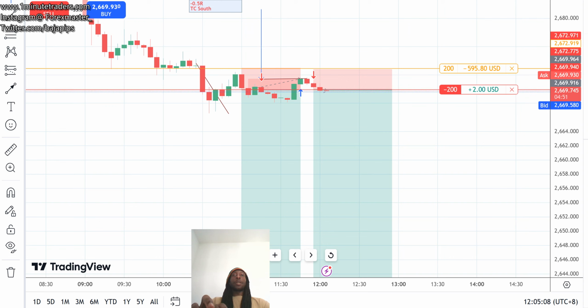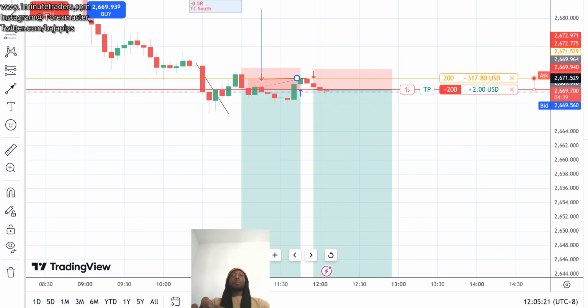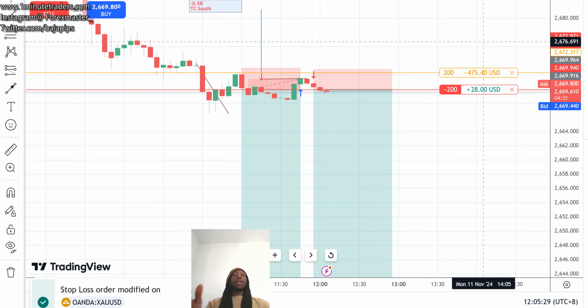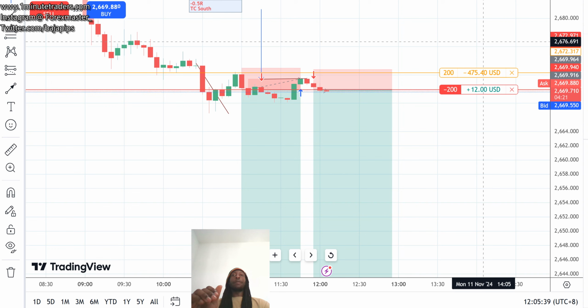I'm going to trim my stop now as the price goes in my favor. As you can see, no longer risking that 595. That's the benefit of trailing your stops. You're going to be risking 475, worst case scenario. And as you can see, as it continues to print in my favor, I'm reducing my risk. If this could give me a little bit more profit, I'm going to bring this down even more.